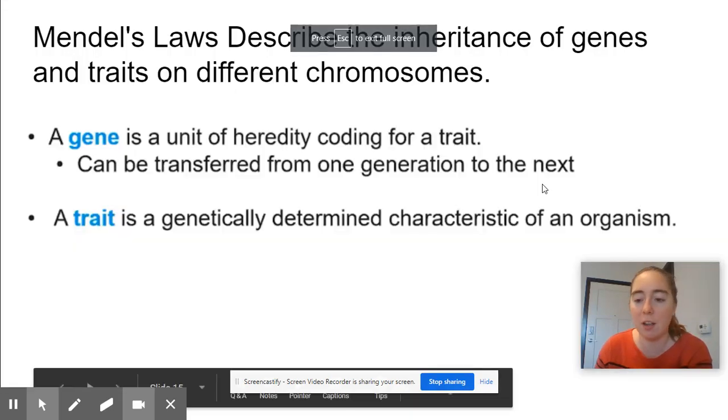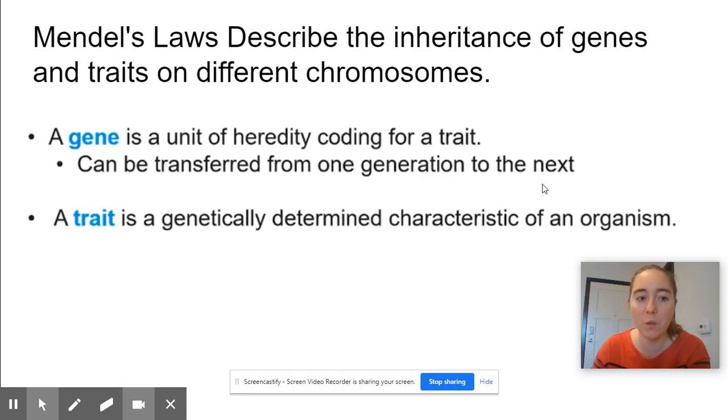This is going to be Mendel's laws part 2, so we'll learn a little bit more about Mendel's law in a little more detail. First off, we're going to look at the difference between a gene and a trait. Oftentimes these words are used interchangeably, but they are very different from each other, and they do relate to each other.